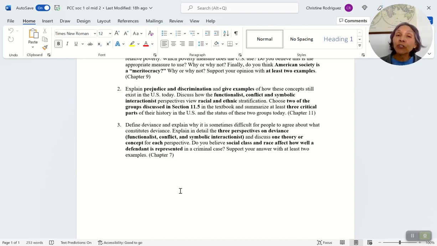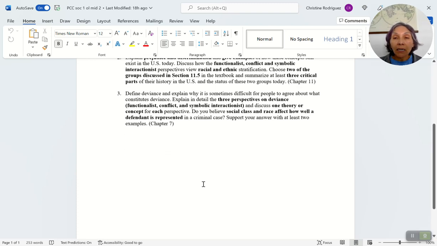And then I ask you to choose 2 of the groups discussed in section 11.5 in the textbook and summarize at least 3 critical parts of the history in the US and the status of these 2 groups today. So there are, I think, 4 or 5 different groups that are discussed in the chapter. Choose 2 of them. Summarize 3 critical parts of their history in the United States, and then what's the status of each of those 2 groups today. Okay, that's chapter 11.